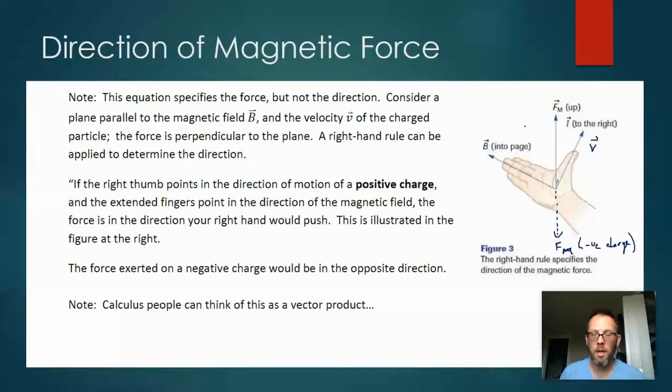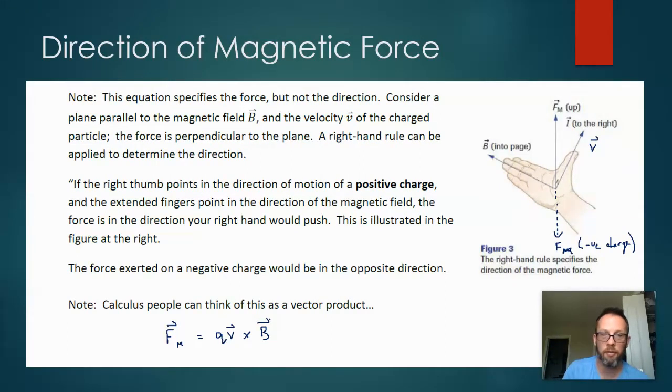So this right hand rule, people who have taken calculus might be familiar with right hand rules because you've learned the cross product. Calculus people would actually hopefully look at the equation for the force on a moving charge and recognize that as the cross product. The magnetic force is equal to the charge times the velocity vector crossed with the magnetic field. Now, if you haven't taken calculus, that's okay.